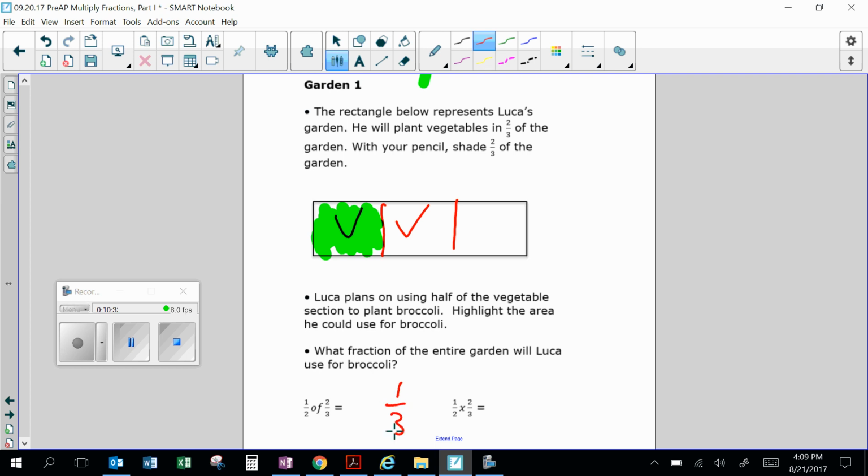How can I get this with mathematics? If I multiply the numerators across, 1 times 2 is 2, and 2 times 3 is 6, which simplifies to 1/3. If I cut this right here across, you will see 2/6, or 1/3.